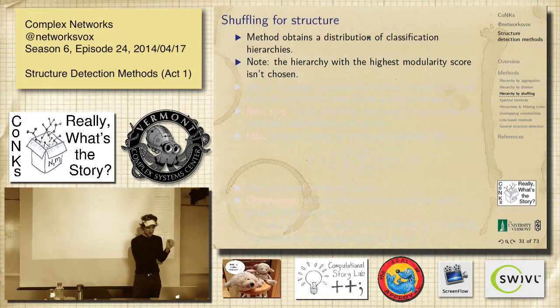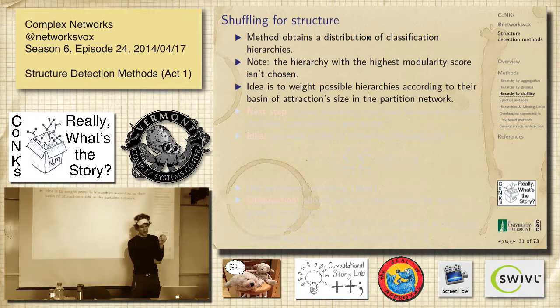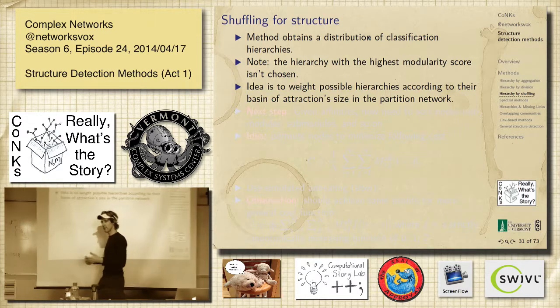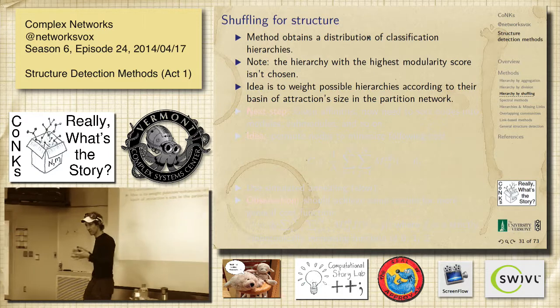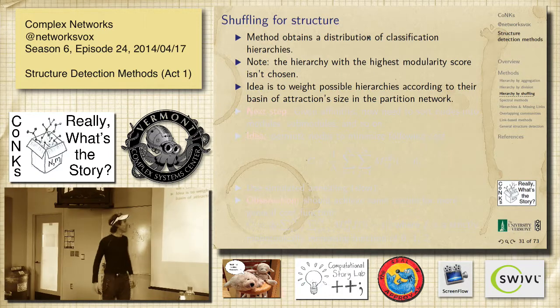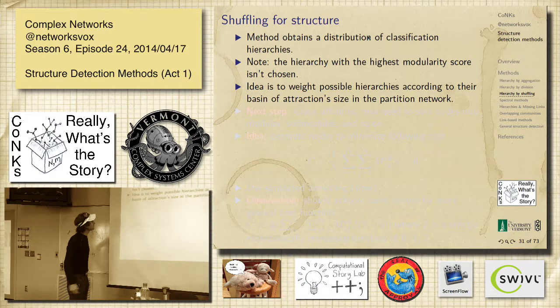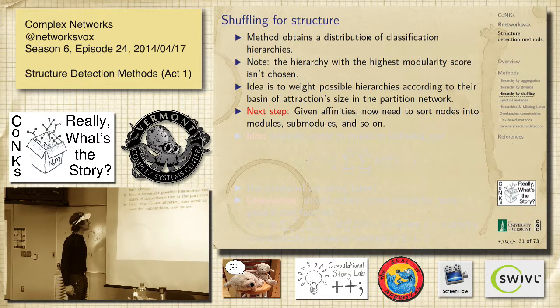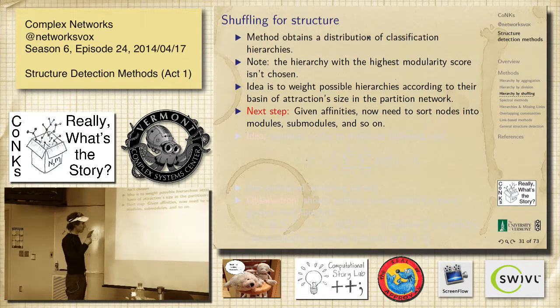All right, so you get a distribution of classification hierarchies. It's not the one with the highest modularity, right? It's according to the basin of attraction. Like if you're wandering around in partition space, which ones you end up at? They don't have to be the most modular one. Okay, yep. So given these affinities, that's a lot of hard work to get the affinities out.